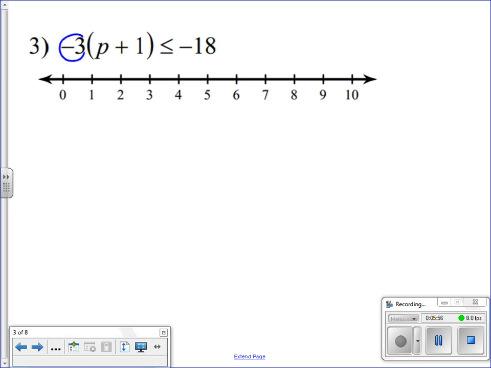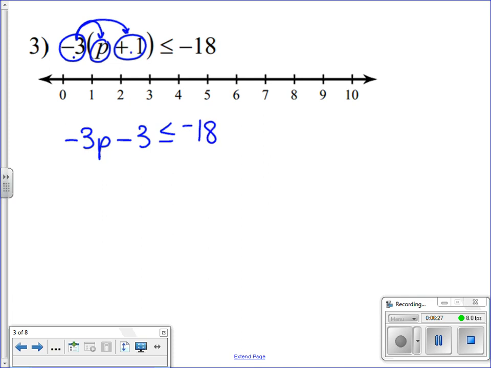Negative 3 times a positive p. Remember, I'm distributing to here, so that's going to give me negative 3p. I'm also distributing it to the positive 1. So when I distribute here, that's negative 3 times positive 1. Remember, a negative times a positive is a negative, so I'll put my sign first. And then 3 times 1 is 3. We're saying that all that is less than or equal to negative 18.